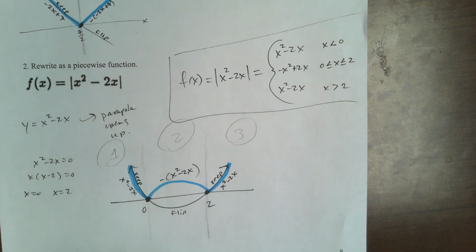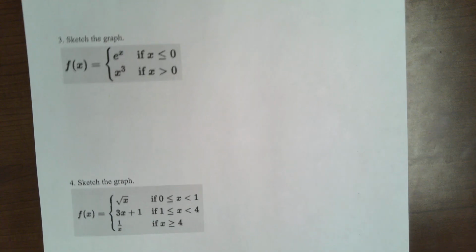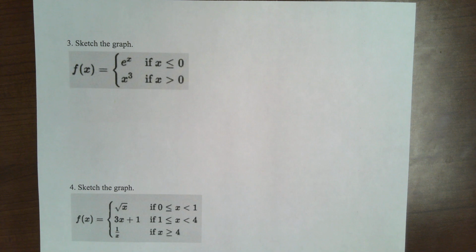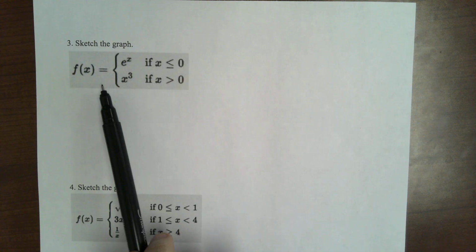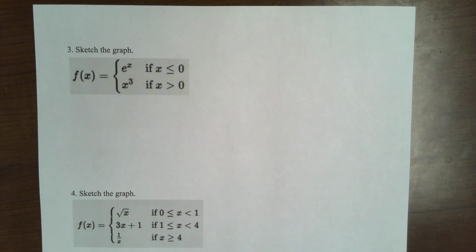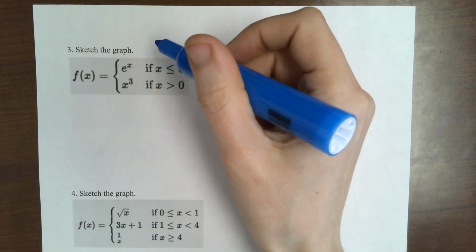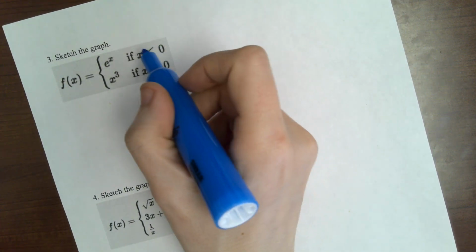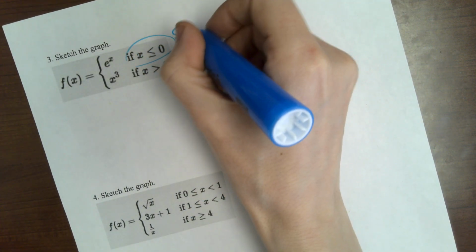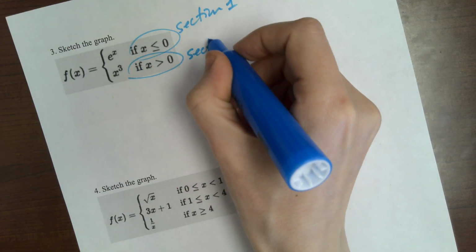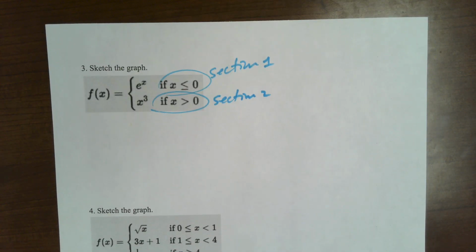All right, now moving on. For the next 2, you are given a piecewise function. You're not writing one, you're given one, and you are asked to sketch the graph. So first, we want to look over here at these conditions. This is section 1, and let's say that is section 2.